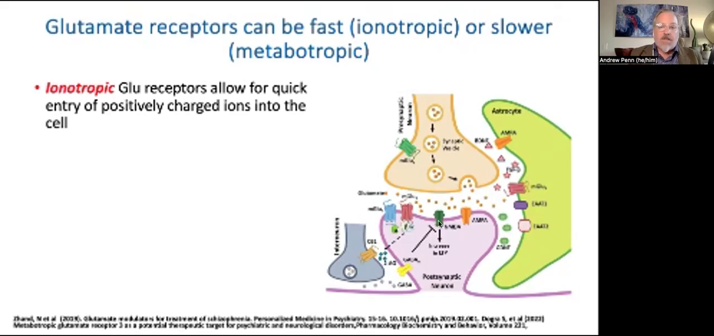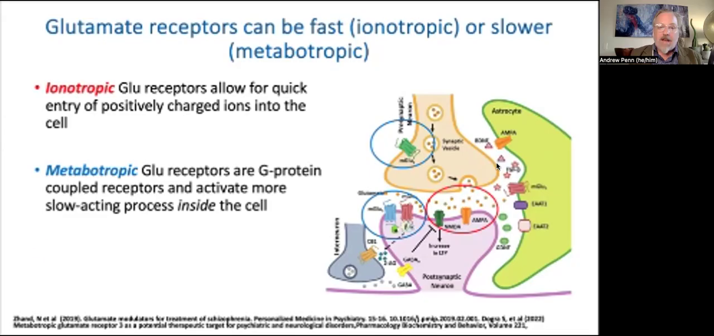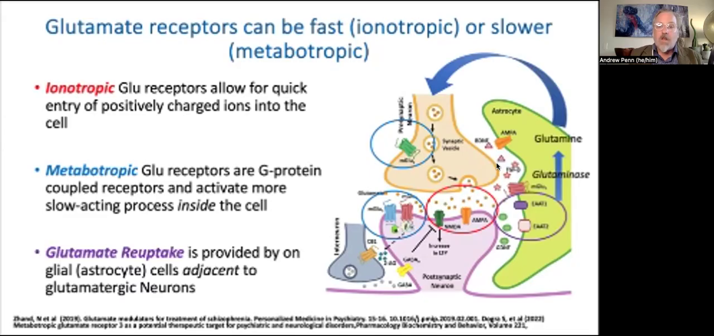Now, what's interesting about this is that you'll notice there's this astrocyte here. We talked a little bit last week about astrocytes being part of the blood-brain barrier. Astrocytes also do another role. These are glial cells. They exist right next to neurons. And part of their job is to process the used glutamate, if you will. So instead of having a reuptake pump on the presynaptic terminal, the glutamate is moved through astrocytes and recycled back to the presynaptic neuron.